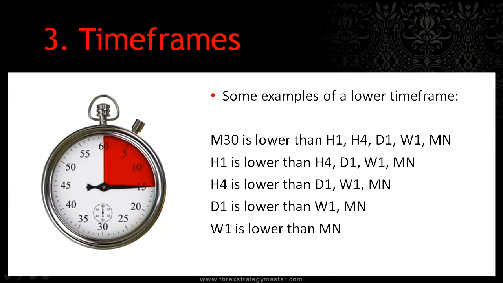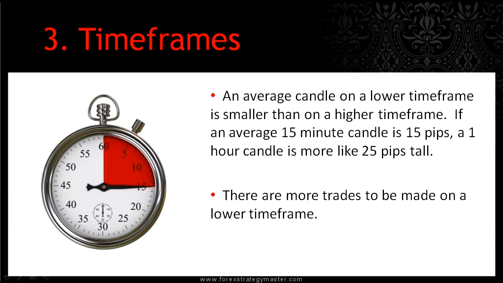The 4 hour is a lower time frame than the daily charts. The daily time frame is lower than the weekly or the monthly. And of course, the weekly is lower than the monthly. An average candle on a lower time frame is smaller than on a higher time frame. This is smaller in length. If the average 15-minute candle is 15 pips, a 1 hour candle would be more like 25 pips.